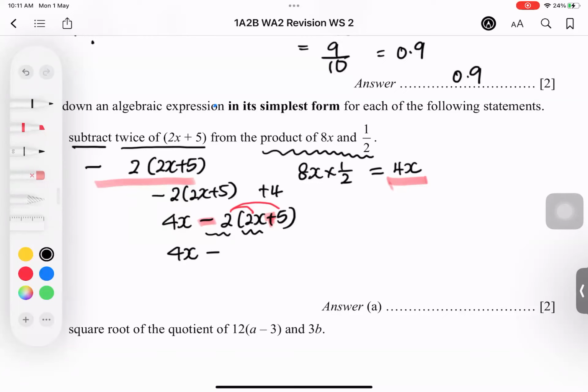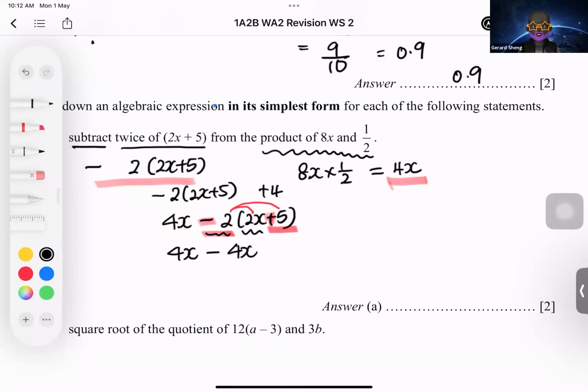2 times 2x is 4x. Then minus 2 times positive 5. Still you. Negative 2 times positive 5. What do you get? Cannot give me the answer? Calculator? Negative 2 times positive 5. Jared? Yes. Negative 2 times positive 5. Tell me the answer, the number. Oh, negative 10.